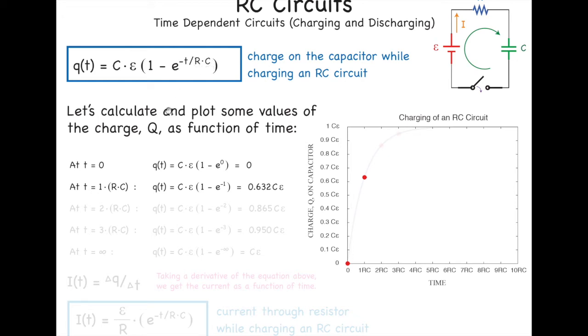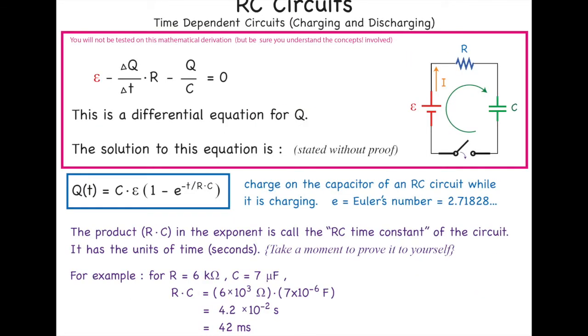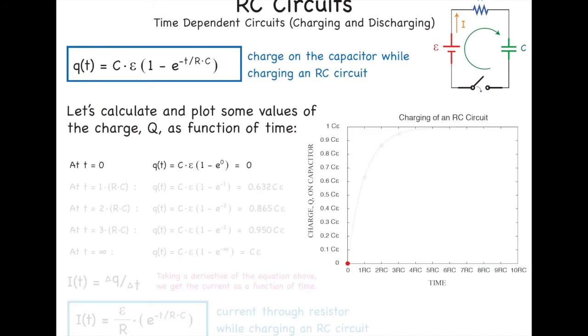So when we are at exactly 1 RC, let's say, as in our previous example, we had 42 milliseconds. So let's say that we wait 42 milliseconds. When RC is 42 milliseconds and t is exactly 42 milliseconds, then we have e to the minus 1. E to the minus 1 turns out to be about 0.37, which means that 1 minus e to the minus 1 gives us a number about 0.63.